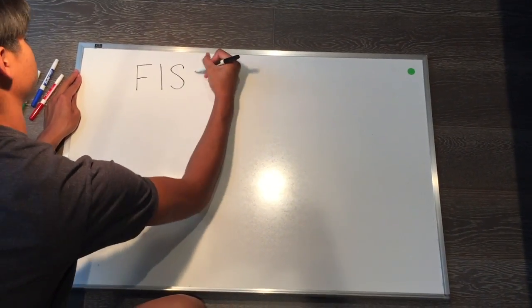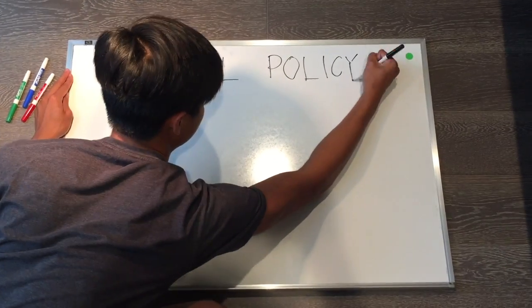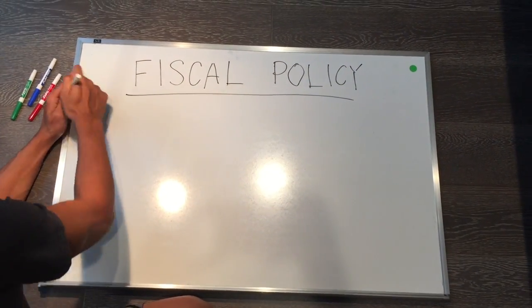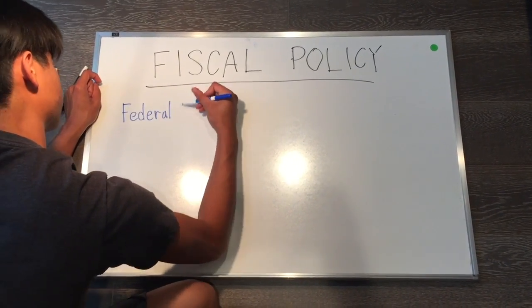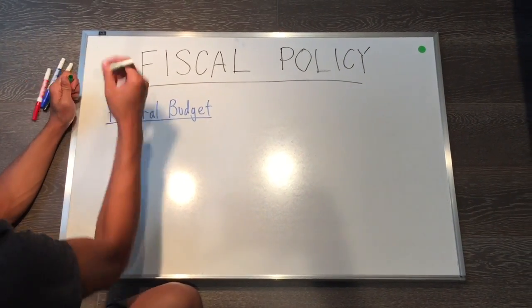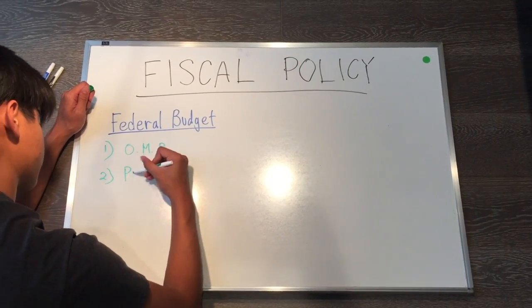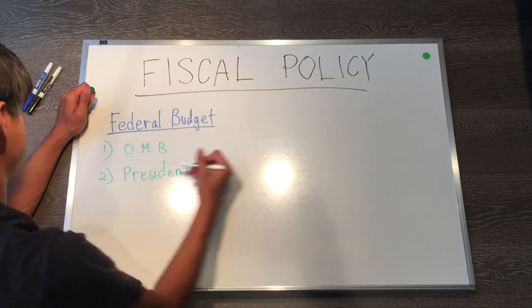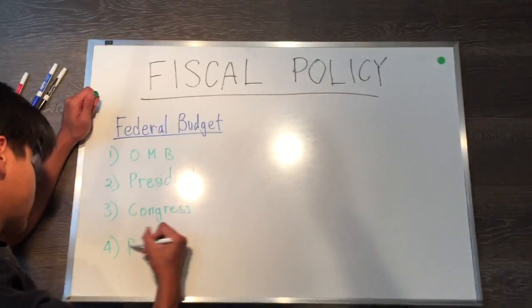Now let's get a quick recap of everything we learned about fiscal policy today. So first, we have the federal budget. The federal budget is a document that plans out where the government will receive its money and where it will be spent. The federal budget is created with 4 steps. Within these steps, the federal budget is proposed, reviewed, re-reviewed, and either approved or rejected.